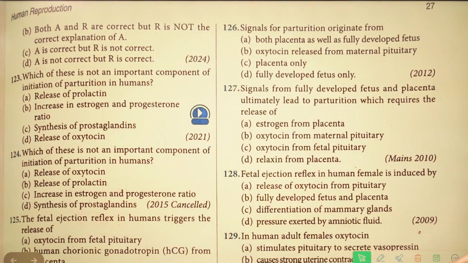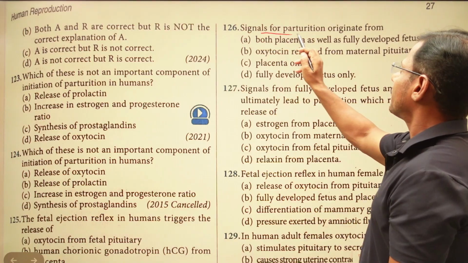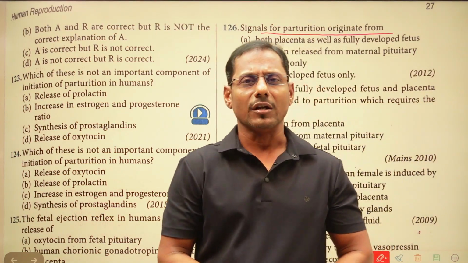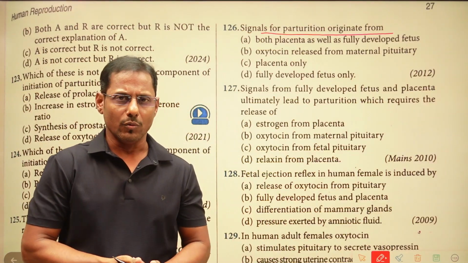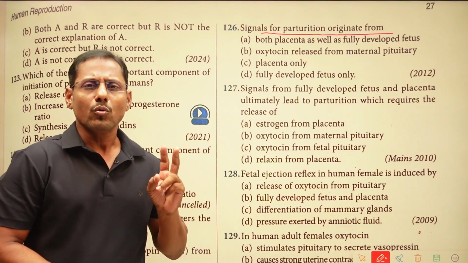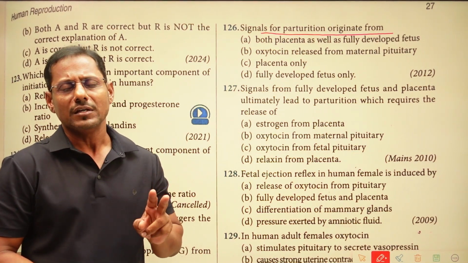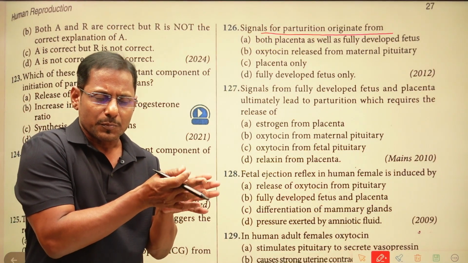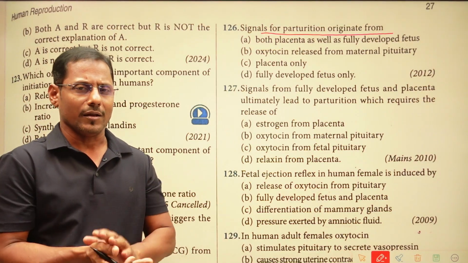And let us check the next one, that is, signals for parturition originate from. Just now we discussed that these signals are initiated by the placenta as well as the embryo. So these two structures, embryo as well as placenta, are going to initiate the signals, initiate the parturition process.